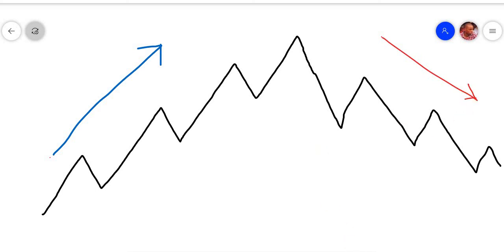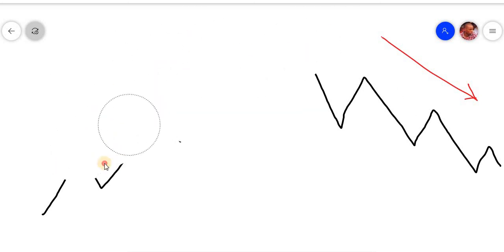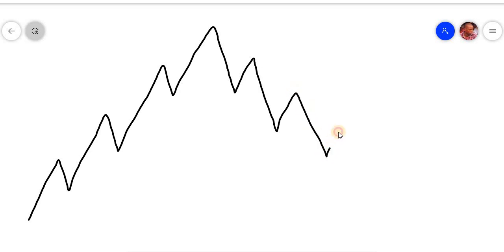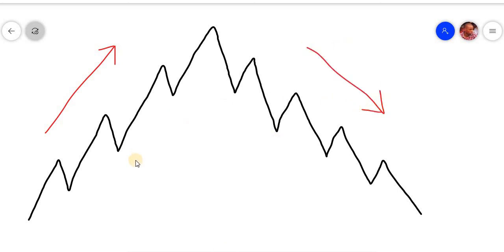Possibly we want to use a better diagram. Let me just try to draw something better for us to get the feel of it. Something like this, okay. I think this is better for explanation purposes. And we have this up, we have the downtrend.